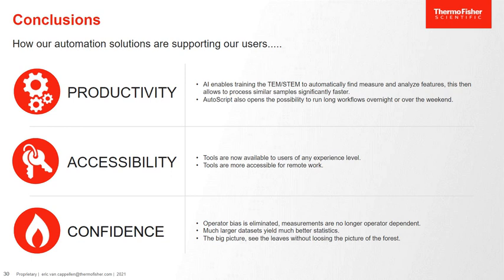The last slide is a conclusion slide with the 3 pillars that we're hoping to improve. Productivity. Besides the obvious boost from automation, I believe that AI promises to be much faster and much more robust than conventional approaches like pattern recognition. For the accessibility pillar, scientists and engineers can now spend more time doing their work, their research, and less time driving the TEM.